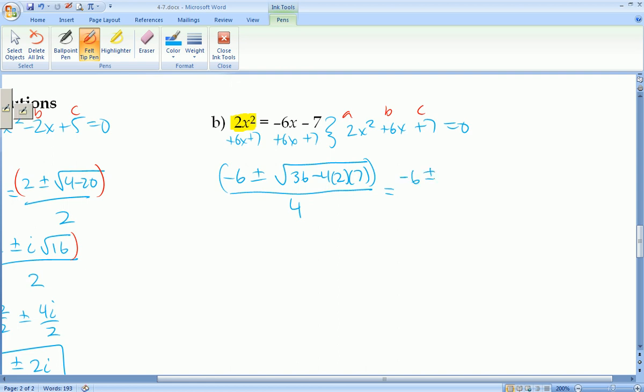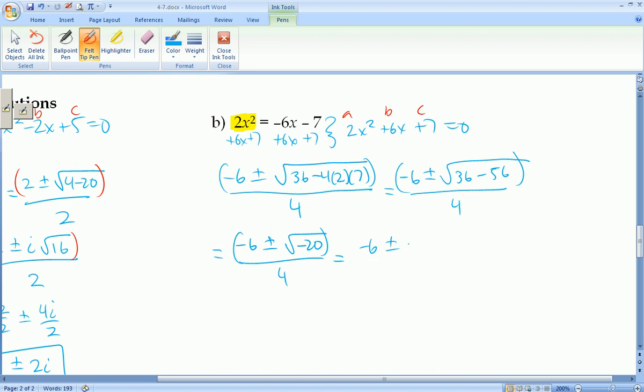Okay, negative 6 plus or minus the square root of 36 minus, so this is going to be 4 times 2, negative 4 times 2, negative 8 times 7, so negative 56, divided by 4. Still parentheses, do not cancel out. Equals negative 6 plus or minus the square root of negative 20, divided by 4. Alright, you have to break down the square root of negative 20. Don't be afraid of this negative inside the radical, okay? Parentheses still. Take out the i right away.